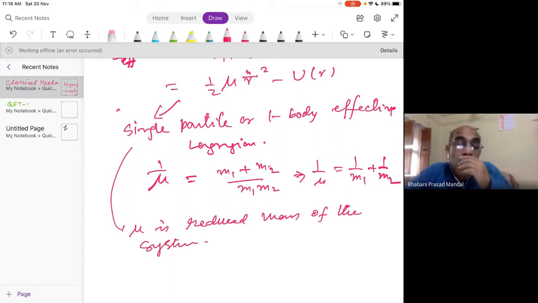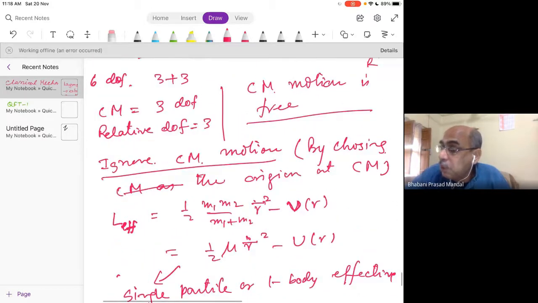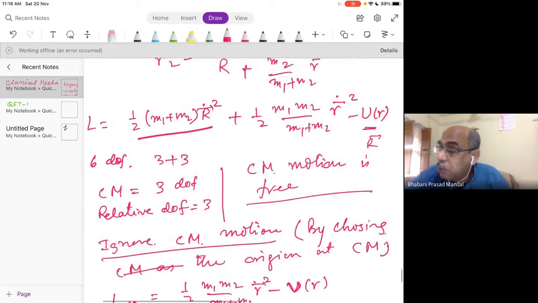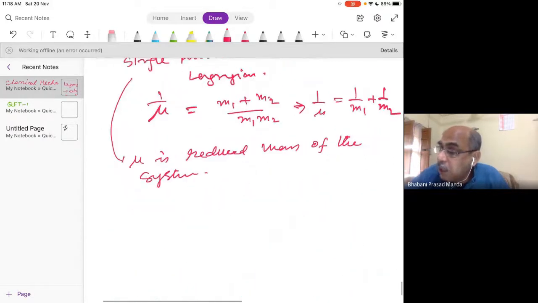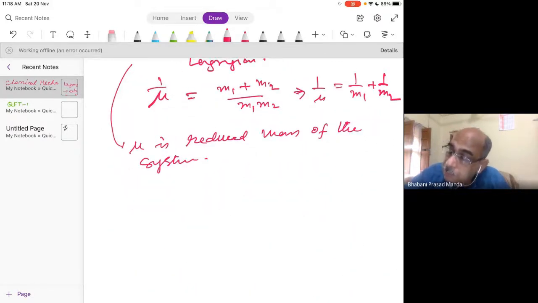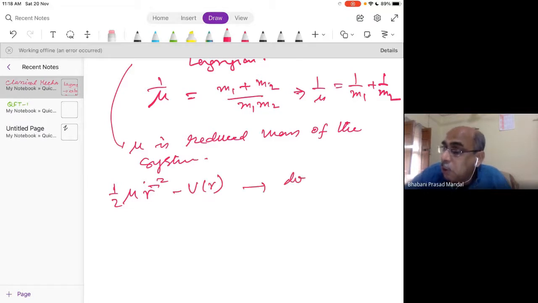Okay. So it is the reduced mass of the system, and the particle moves with the reduced mass, and it is a single particle system. But immediately we get some information about this system. This is of course the reduced mass, and the potential depends only on the magnitude. So this system, half mu r vector dot square minus U(r), does not depend on angular variable.